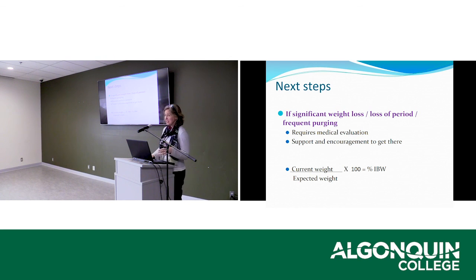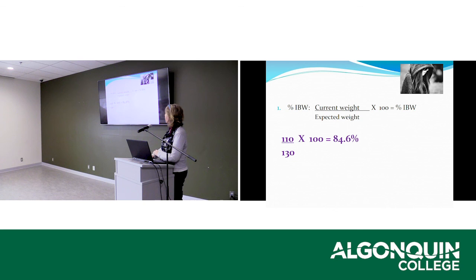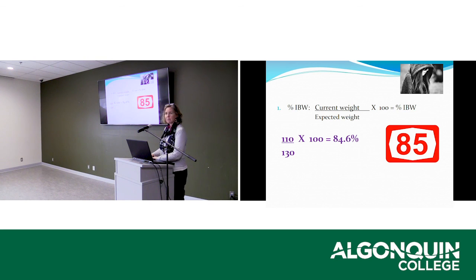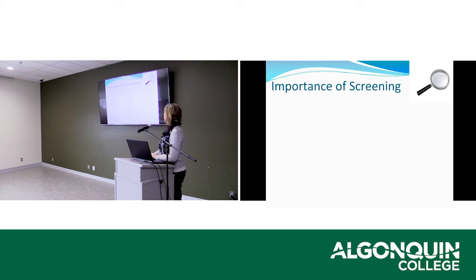If you like numbers and want to do calculations, you can. So what percentage of weight loss did we have for her? We'll just go with what she was before, 130, and she's 110 now. So there's that magic number. She's below 85% of where she's supposed to be. And that's a marker that you are shifting gears. We're switching into the eating disorder category. So, importance of screening.